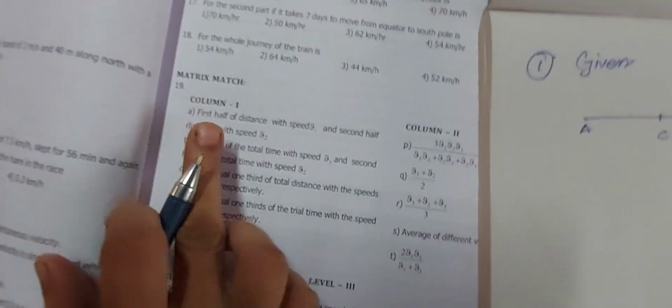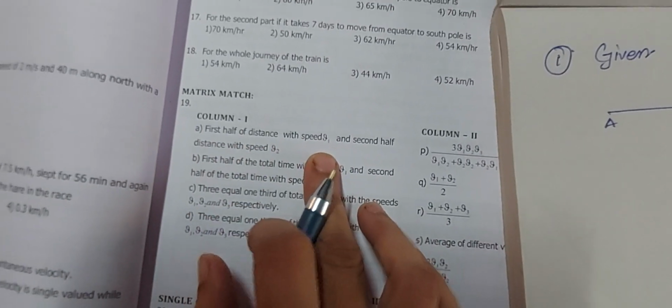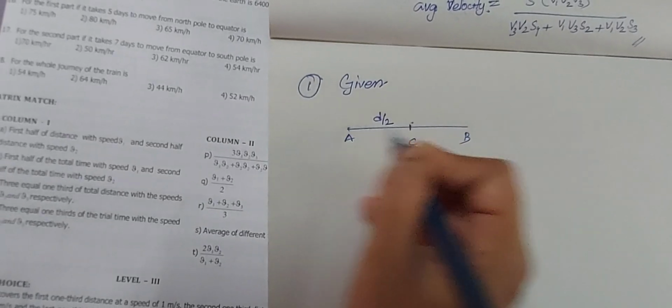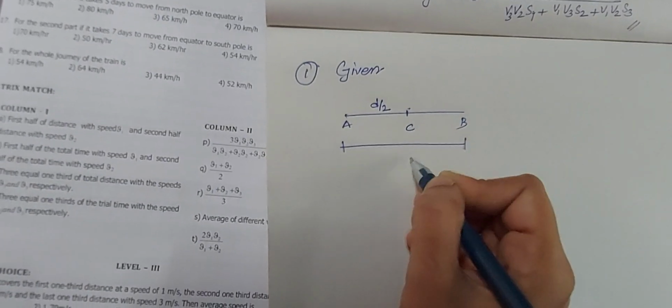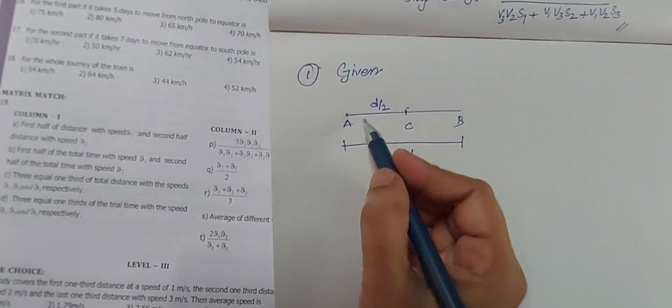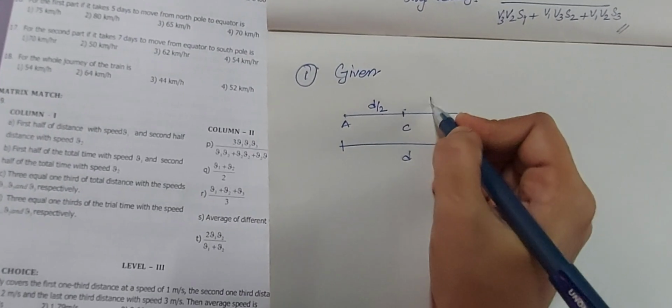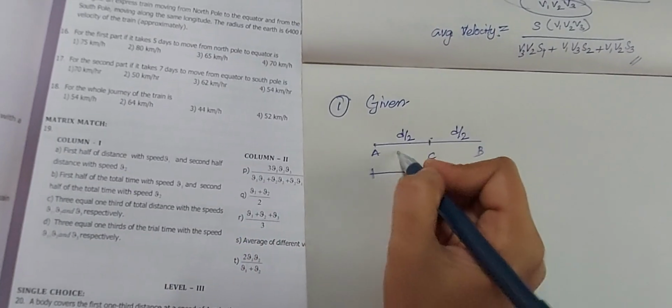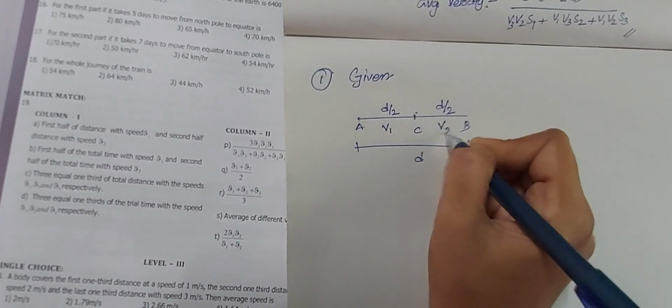So what they have given is the first half of the distance with a speed V1. This is your first distance. Let the total be D; when it is half of it, we write D by 2. And the remaining half is also D by 2. Here we have V1 and here we have V2.